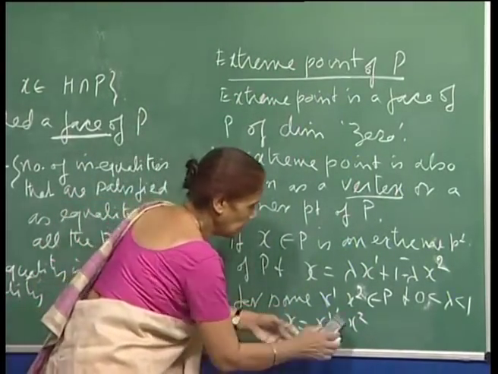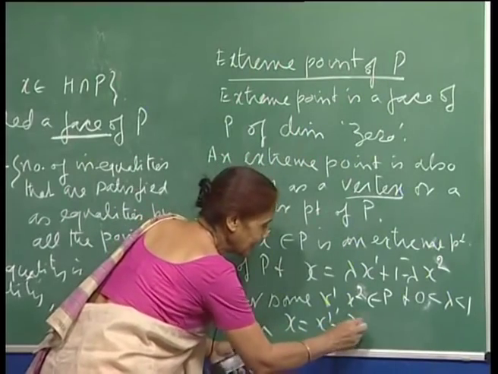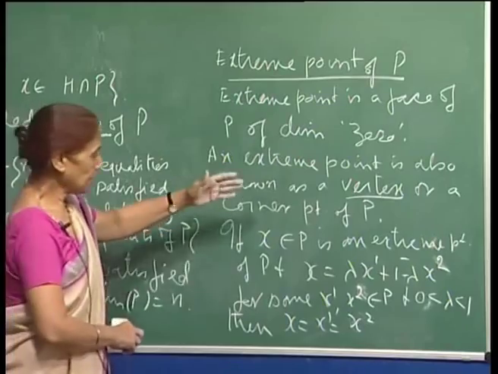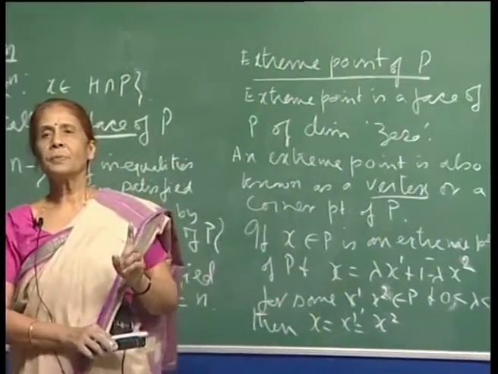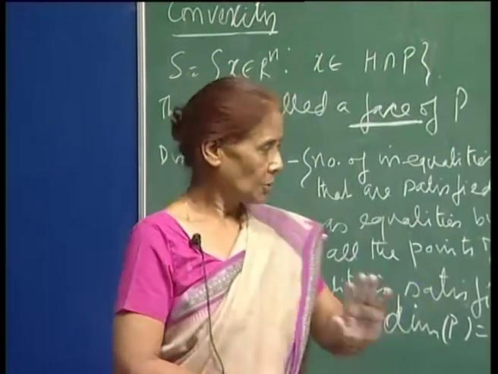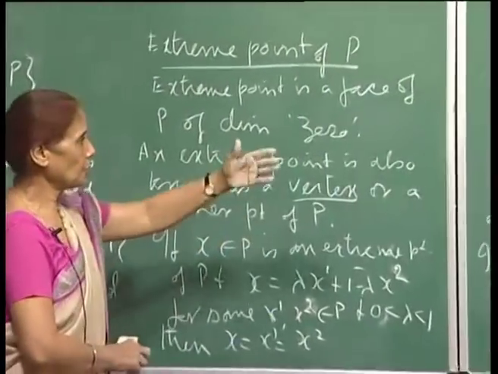I hope you can read this. I'll try to rewrite it. X2. Okay. So in other words, if x is an extreme point of P, it cannot be written as a convex combination of any two other points in P. So this was the concept of a vertex, and I showed you in the picture.